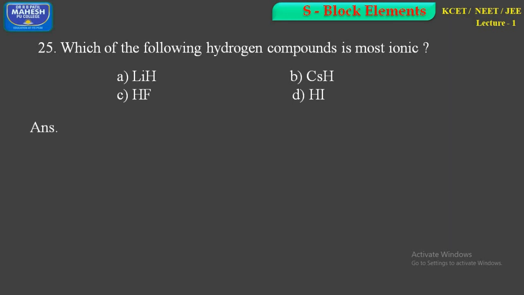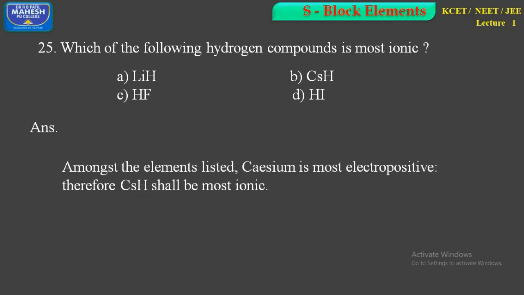Students, amongst the elements listed, cesium is the most electropositive. Therefore, cesium hydride shall be the most ionic. Electropositive means the tendency of losing one or more electrons towards more electronegative atom. In this case, cesium is the most electropositive and hence cesium hydride shall be most ionic. So option B is the right answer.